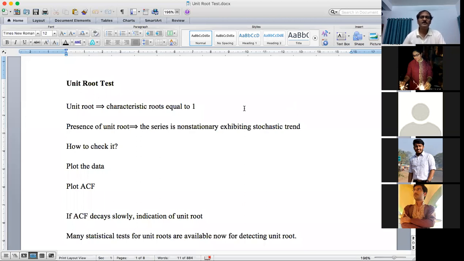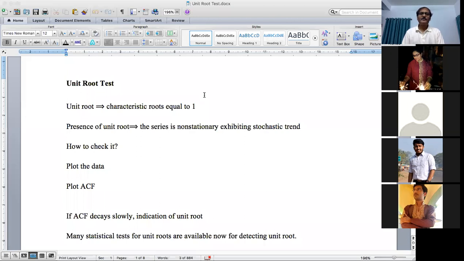So now let us start again. In the last class, we discussed the concept of unit root in terms of the value of the characteristic roots relating to the AR characteristic equation. If the characteristic root is equal to 1, then the autoregressive process will contain a unit root.